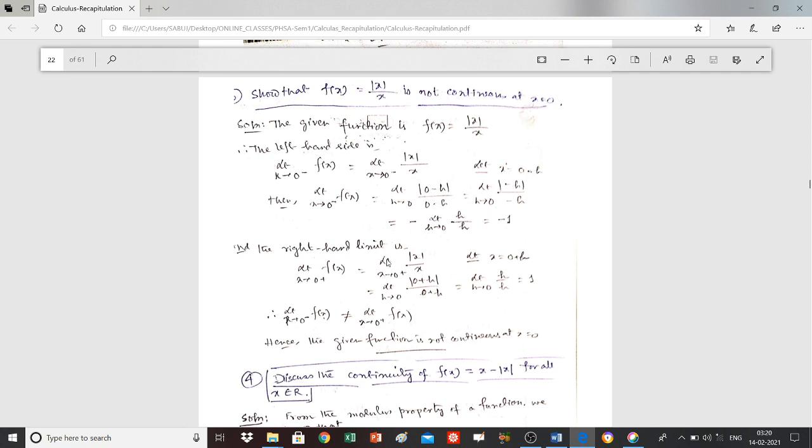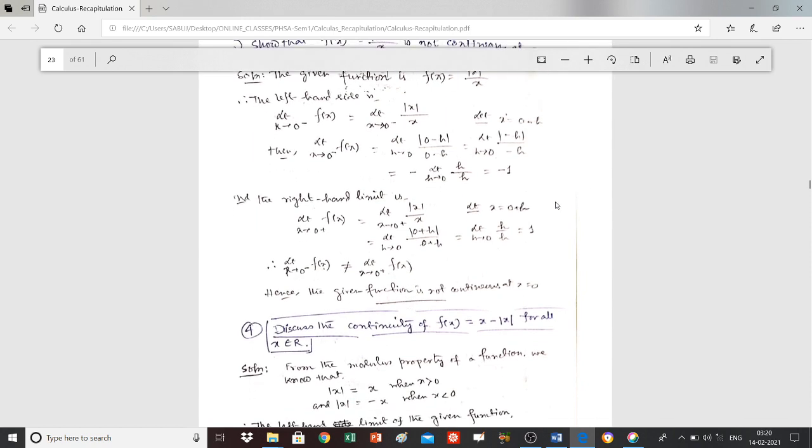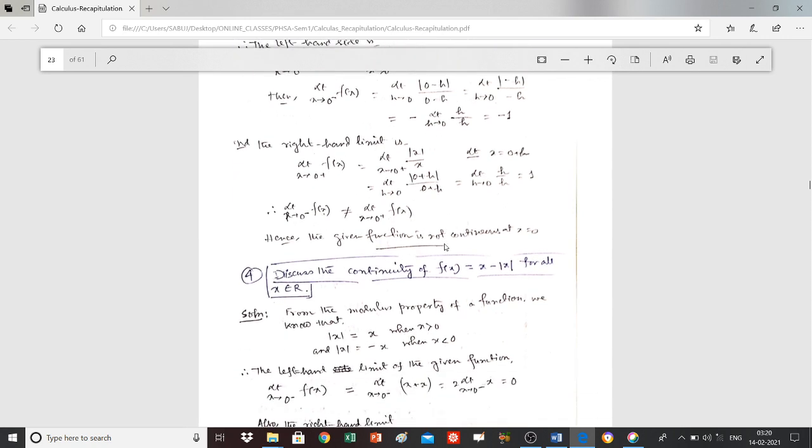And the right hand limit is also calculated here, and in that case the right hand limit is obtained as +1. So the left hand limit and the right hand limit are unequal. So in this sense, the given function is not continuous at x is equal to 0.